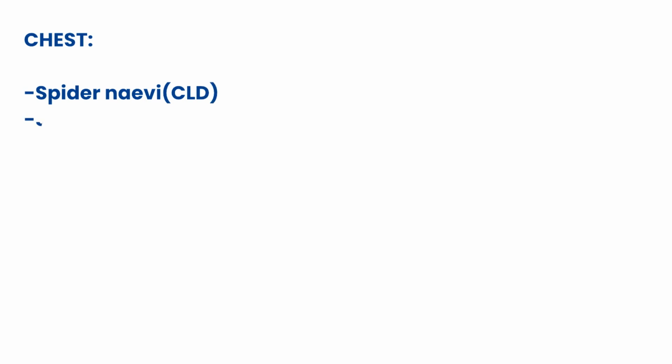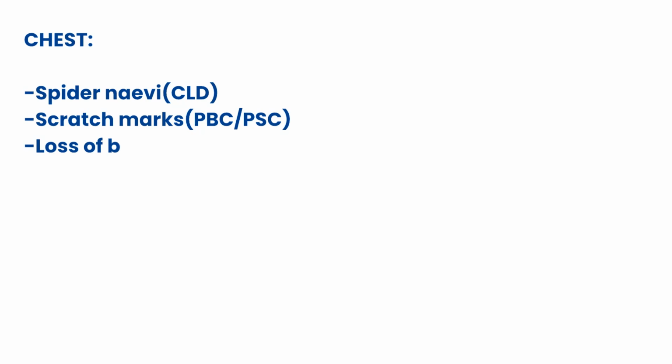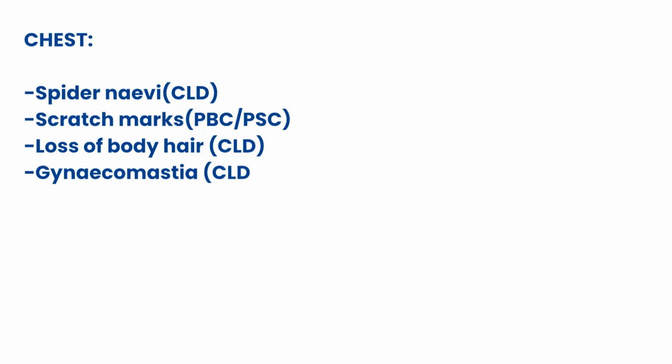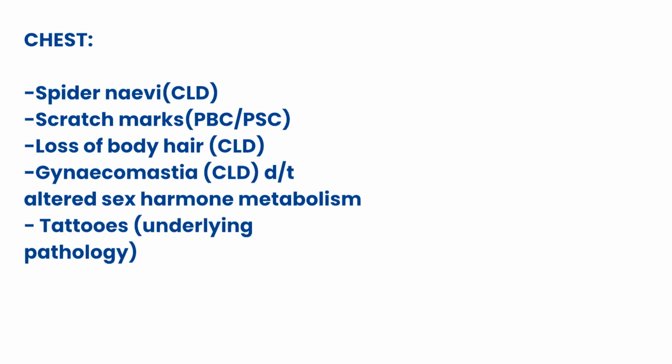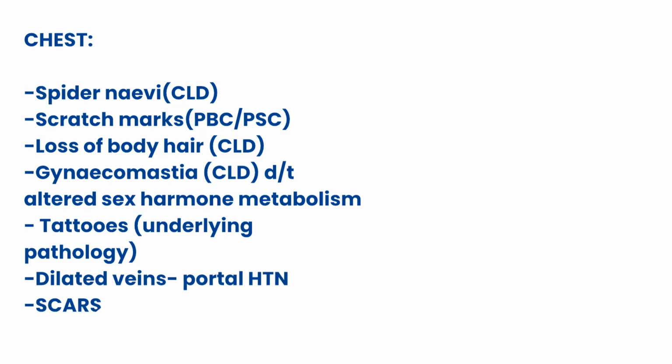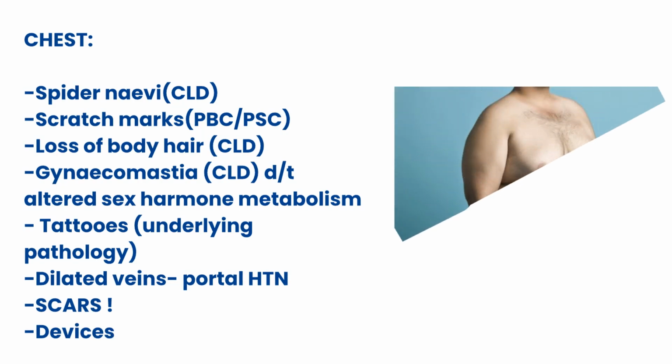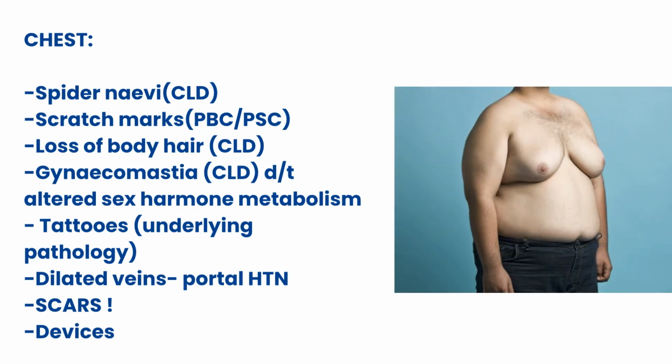After examining the face and the neck, you move to the chest and look for signs like spider naevi, scratch marks, any loss of body hair, any gynecomastia. All these signs are suggestive of CLD. Gynecomastia, they may ask what the reason for gynecomastia is. You can tell that it is due to altered sex hormone metabolism. Look for tattoos. Tattoos may again indicate an underlying liver pathology. Look for dilated veins, which may suggest a diagnosis of portal hypertension. So these are a few of the signs.